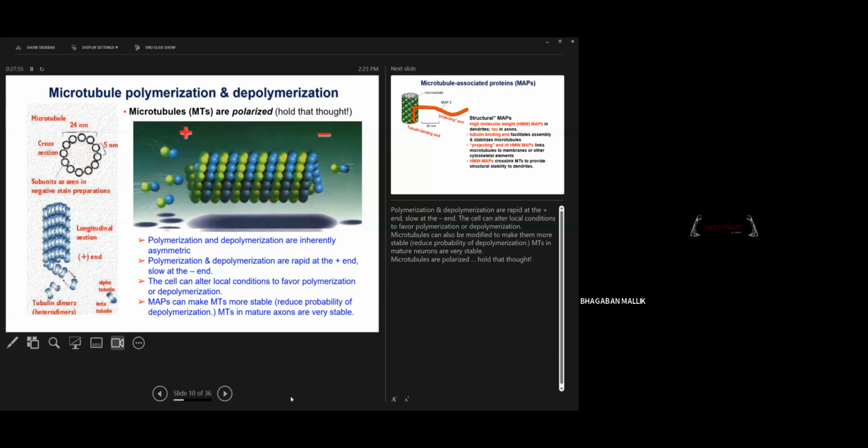They are more stable when they are associated with other assisting proteins called microtubule associated proteins. So we are going to talk about some of the microtubule associated proteins and how they help to stabilize the microtubule subunits. Okay, so mostly the microtubules are found in the axons. They are very stable. They are also found in the cell body. I'll be showing that in the coming slide.